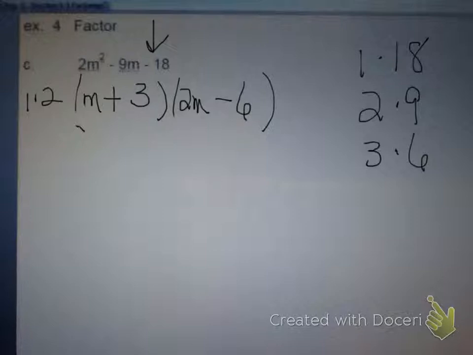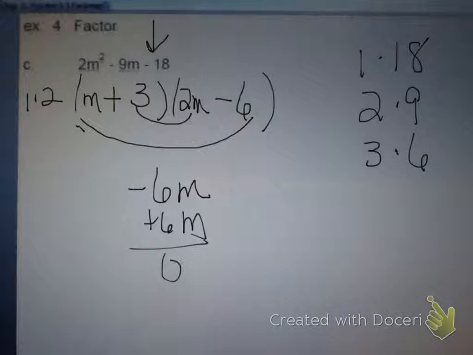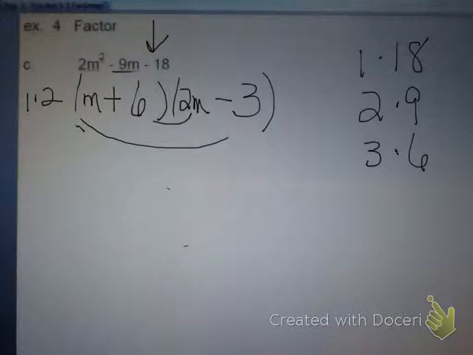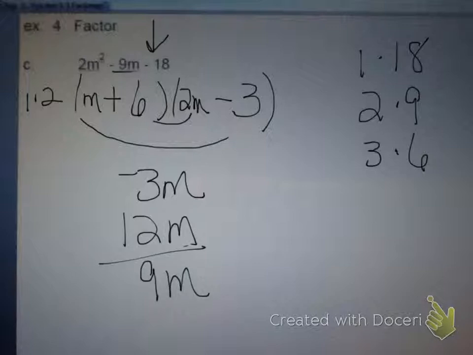Now I'm going to check. I do the outside term. That's a negative 6m. The inside is a positive 6m, which is 0. My middle term is a negative 9. So that does not work. I'm going to switch the 6 and the 3 around. Now let's check it. My outside term is a negative 3m, and my inside is a positive 12m, which makes it a positive 9m. But look, I need it to be a negative 9m.